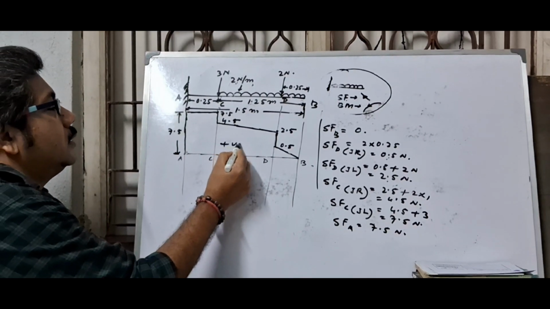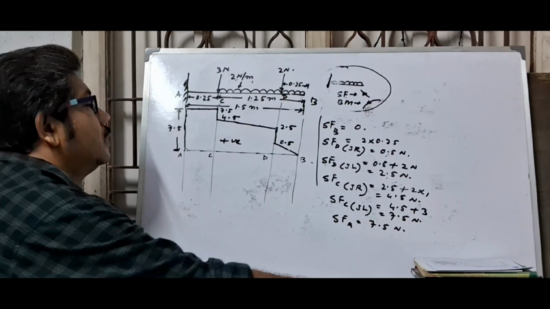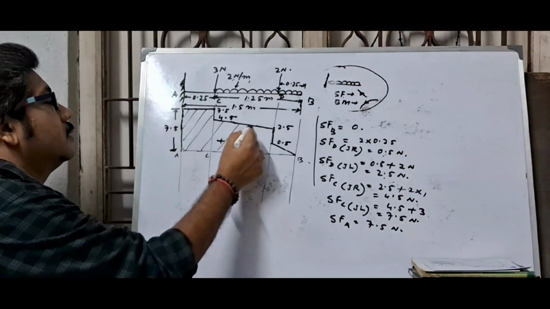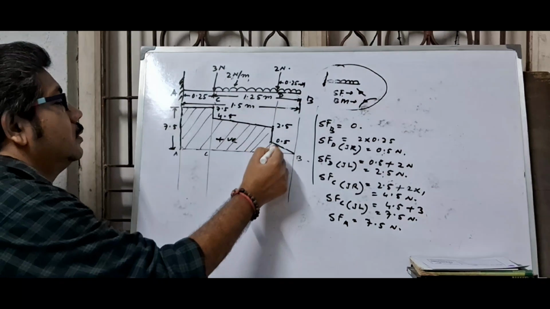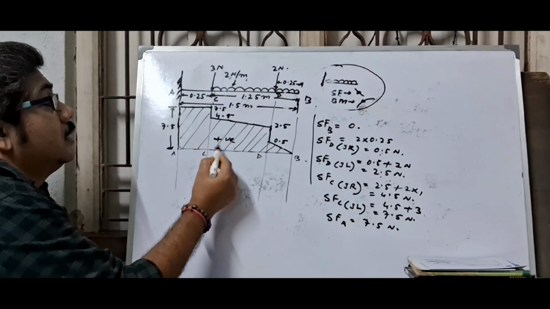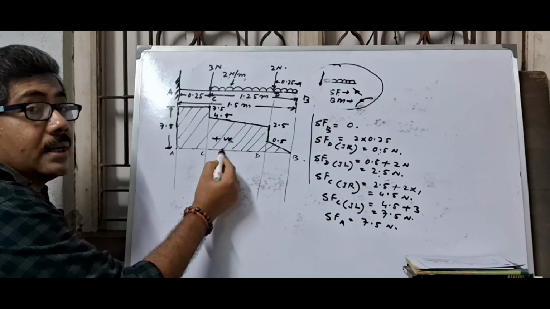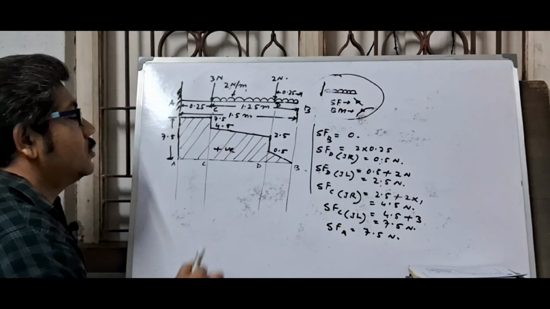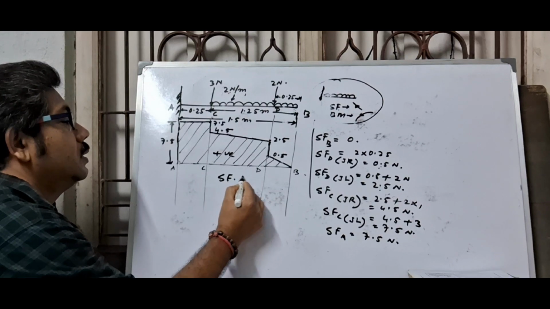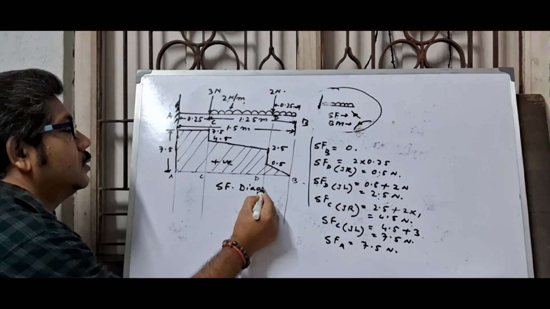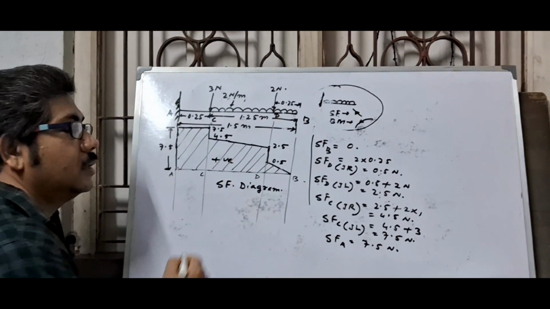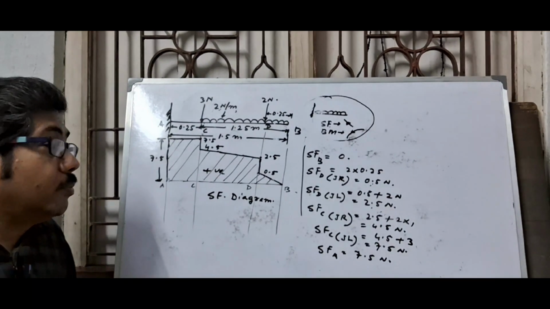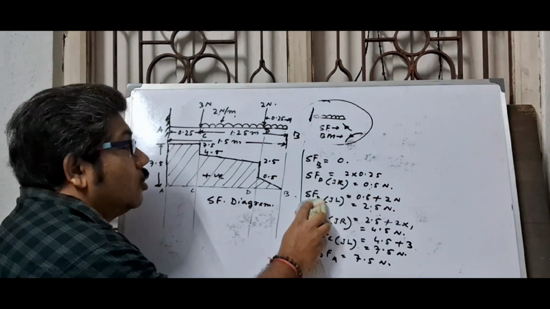You know that this is positive, and draw the section line. Section line means light lines with a 2 to 3 millimeter gap at a 45 degree angle. This is the shear force diagram. Now you should calculate the values of bending moment and draw.